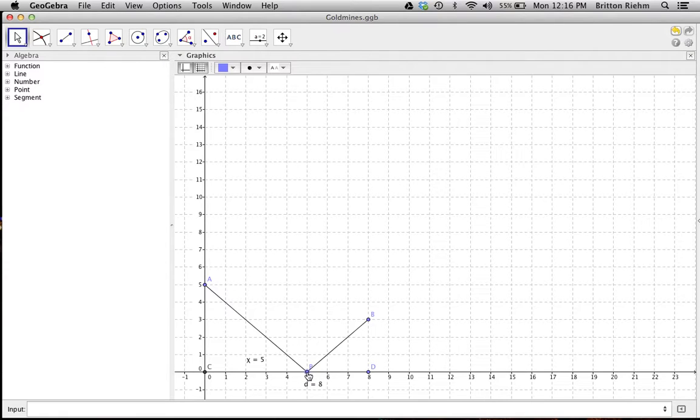But you can see what's happening here is as I change this, this distance gets shorter or longer, but also these distances A to P and P to B change. And so if we move them, we can see that the distances will not always be the same. There is a shortest distance.